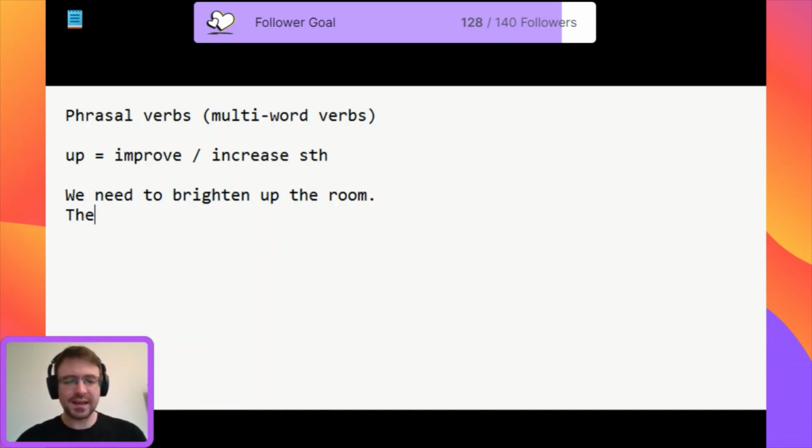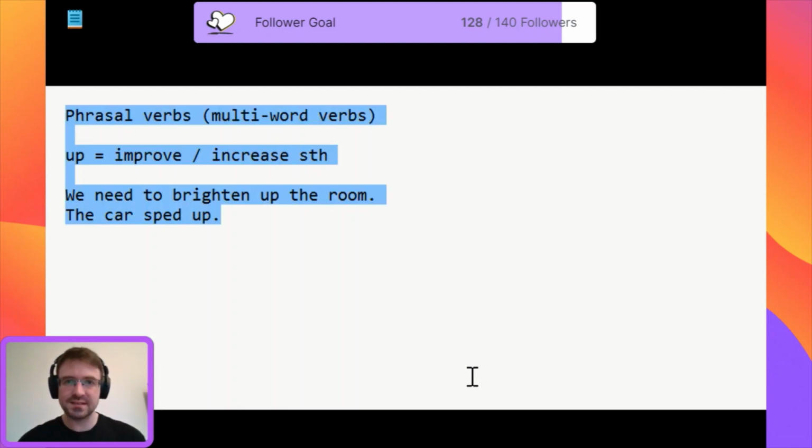Or something like, the car sped up. So from the verb to speed, the speed increased. So up usually shows improvement or an increase in something.